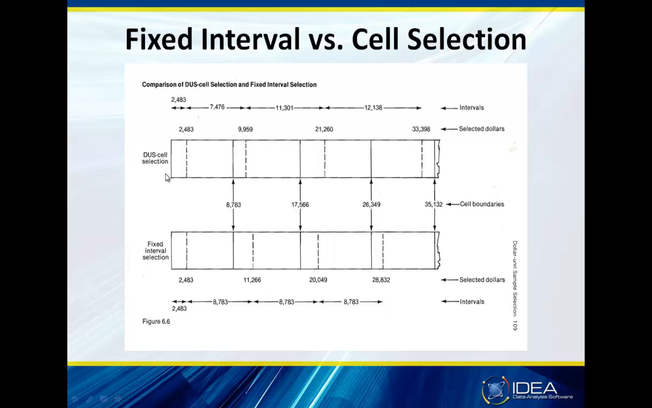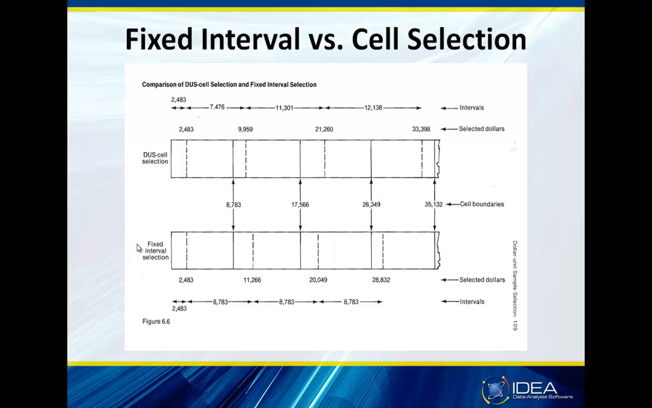Now with cell selection, as you can see by the checkered lines, what we're doing here is we can pick randomly within each cell what dollar we're going to choose. With fixed interval, we pick a random starting point and jump based on the sampling interval to the same relative spot in each of the cells. So you see we're jumping by 8783 each time, whereas here we're jumping by a different amount between the dollar amounts each time. So this picks a new random spot within each cell, the cell selection, and the fixed interval picks within the same relative spot.